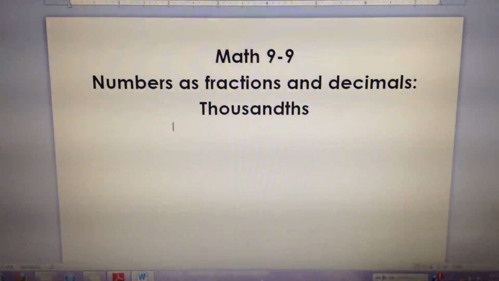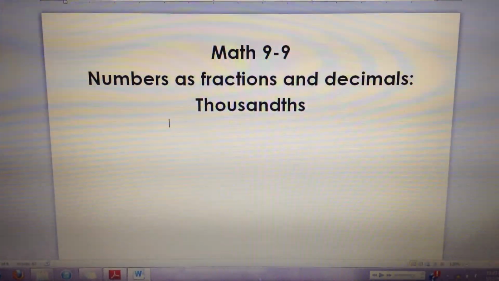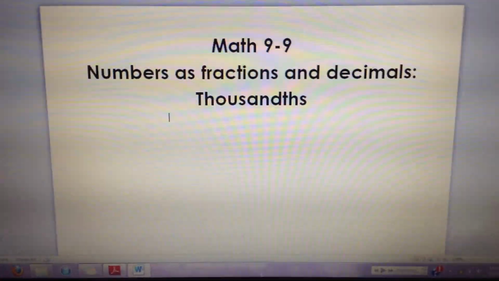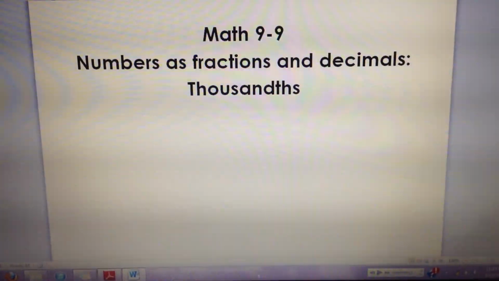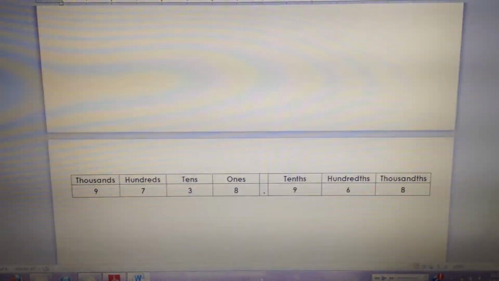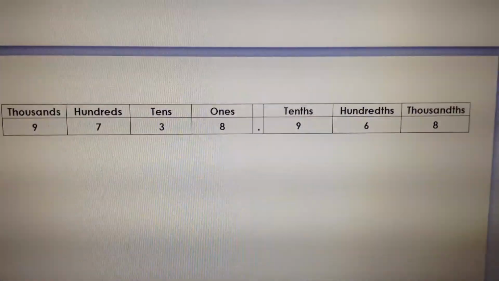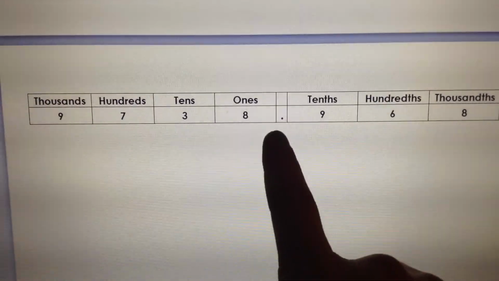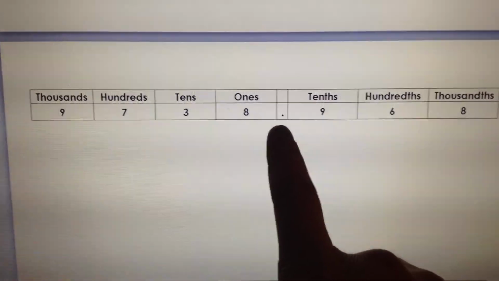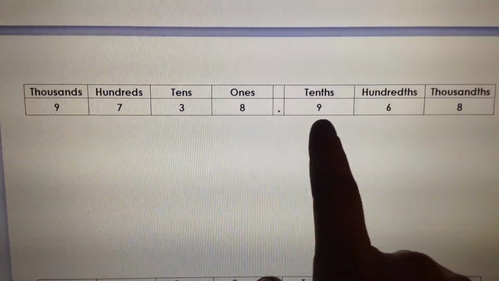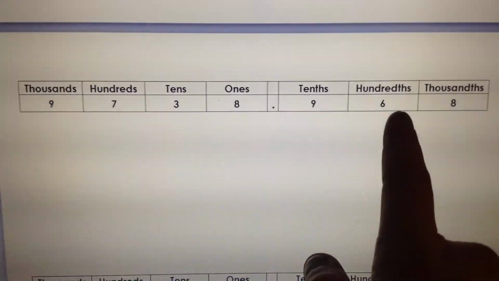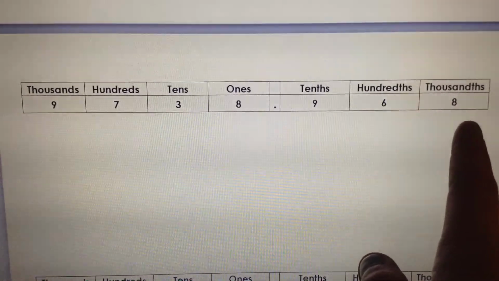Okay, fifth graders, let's talk about how we can express numbers as fractions and decimals, moving on to the thousandths place. Yesterday we talked about how in order to understand converting numbers back and forth from fractions to decimals, we need to remember our place values. So if we look at this place value chart, we see our decimal point here in the middle. We move to the right as we get smaller, and we have the tenths, hundredths, and thousandths, which is what we're working on this week.